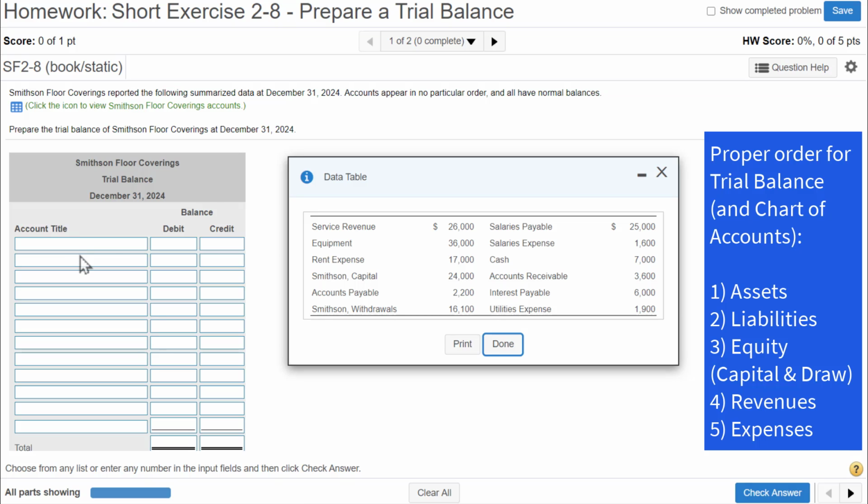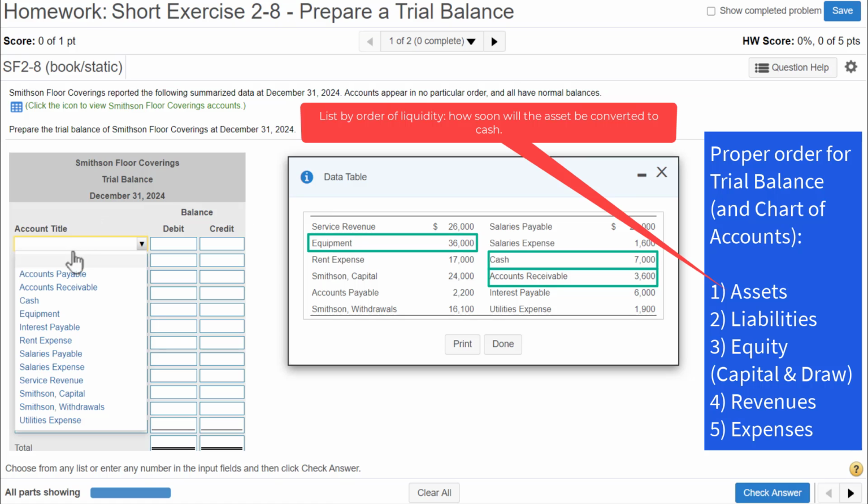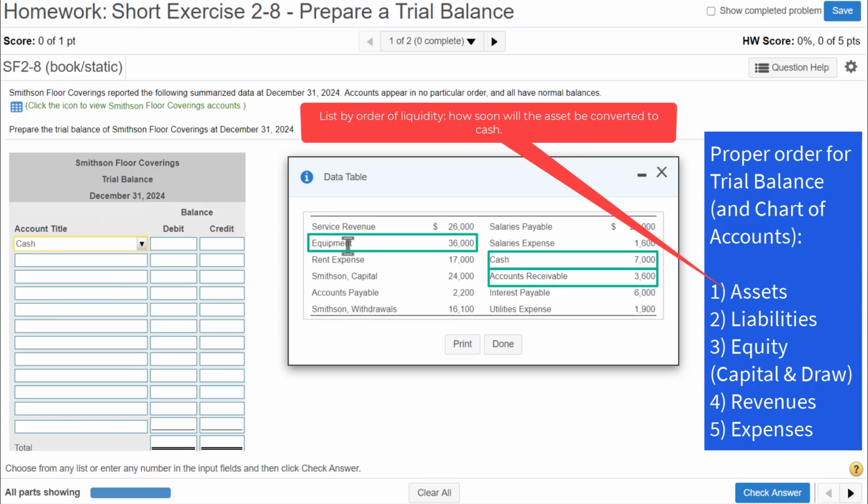The proper order is to put assets first. So let's see how many assets we have here. We've got equipment, we've got cash, and we have accounts receivable. All right, so within the asset section, you should put the asset that's most liquid at the top, and that's always cash. So cash goes first, and then we've got equipment and accounts receivable.